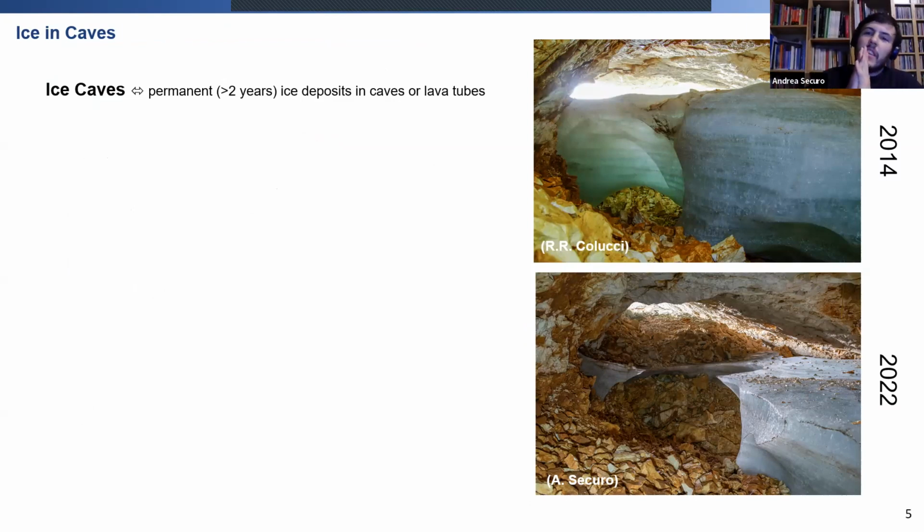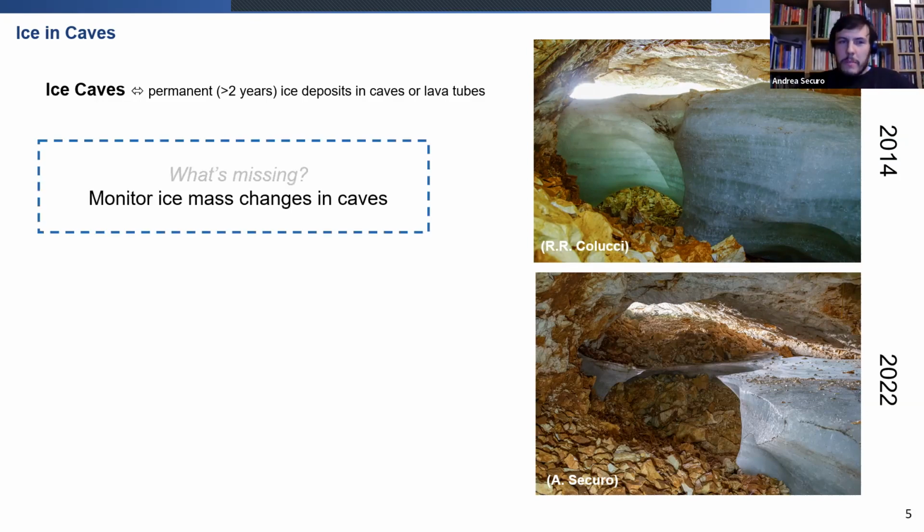As you can see from these photos we took in 2014 and 2022, these caves are losing a lot of ice. And so we are losing a lot of potential paleoclimatic information in the area. In a lot of places, ice in caves is found in areas where we didn't find ice outside the caves. So it's still an important matter.